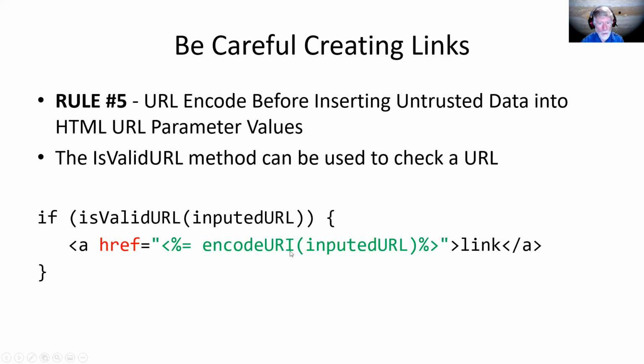It needs the slashes and the colons and stuff. So just use encode URI. But before you do that, it's particularly useful to call the isValidURL method. This is one of the validity API methods. Call that to make sure it's a valid URL. There's one to check, by the way, for emails and several other things. isValidURL will tell you that, yes, if it's not a valid URL, don't do it. So make sure, and then you can put it in there.